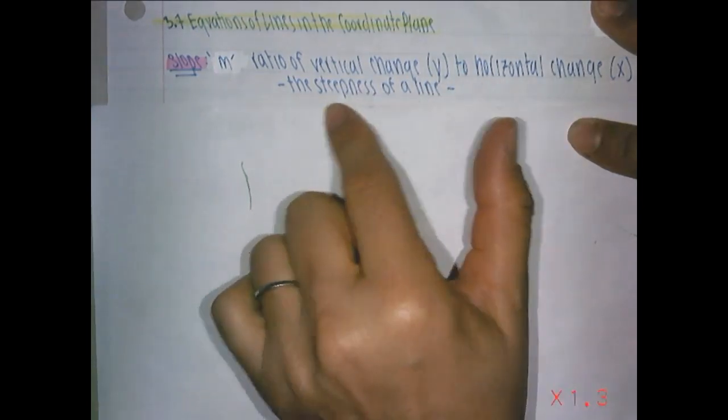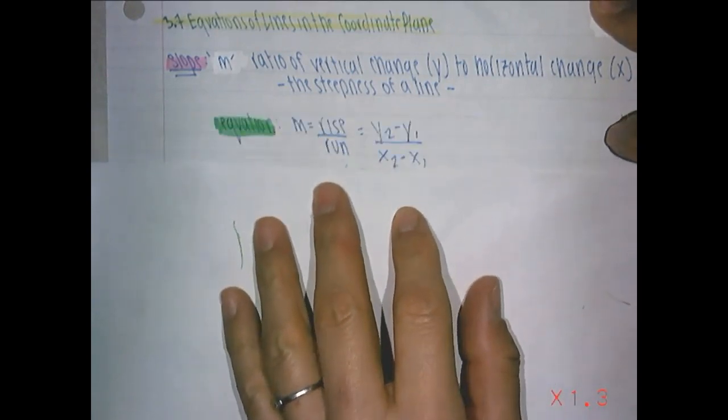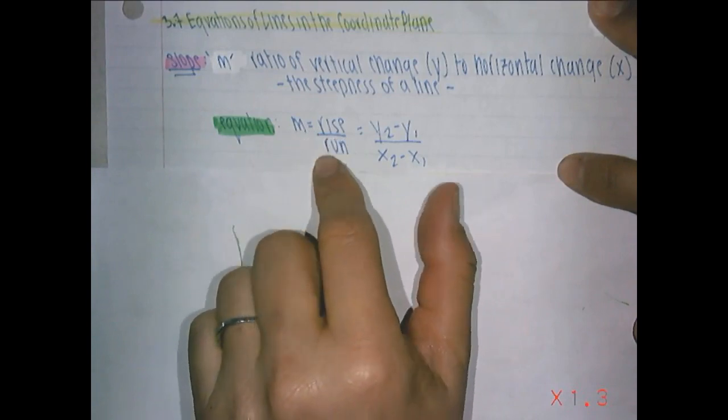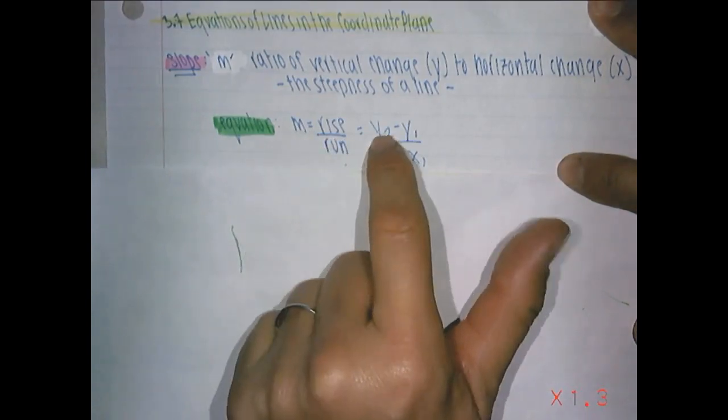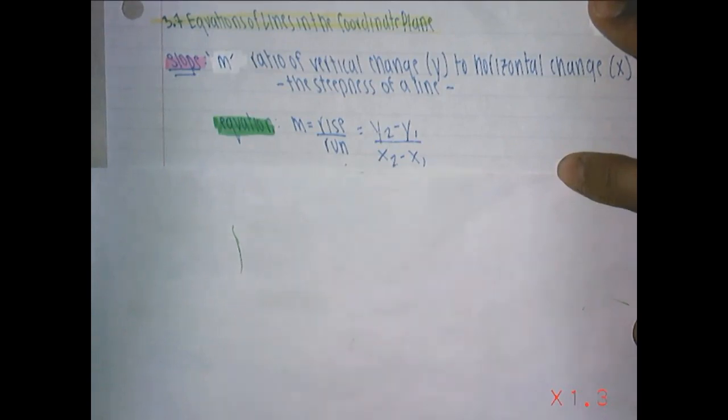Sometimes you refer to that as the steepness of a line. The equation for that is rise over run. So y2 minus y1 over x2 minus x1. The change in y over the change in x.